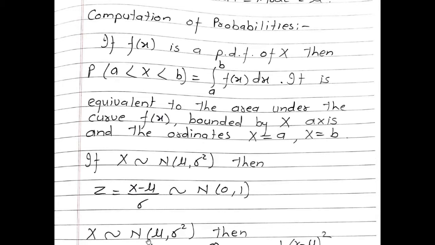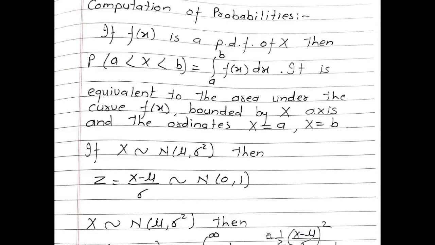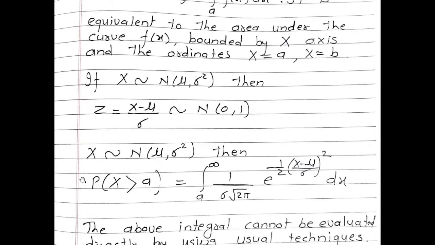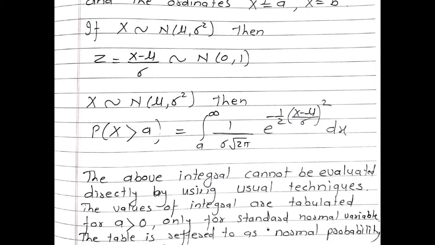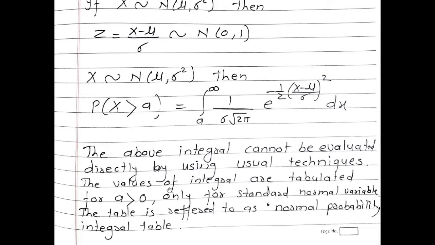So if x follows normal (mu, sigma square), then probability x greater than a is equal to integral a to infinity 1 upon sigma root 2 pi e raised to minus 1 by 2 ((x minus mu) upon sigma) whole square dx. The above integral cannot be evaluated directly by using usual techniques. The values of the integral are tabulated for a greater than 0 only for the standard normal variable. The table is referred to as the normal probability integral table.